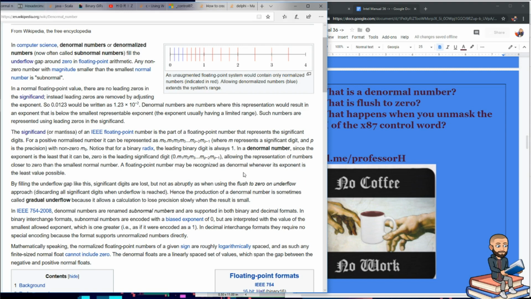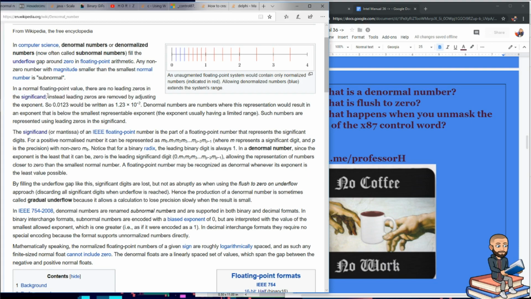So you could think of several hundred decimal places that such a number would try to utilize to represent a very tiny number. So any non-zero number with magnitude smaller than the smallest normal number is thus subnormal. Now, in a normal floating point value, there are no leading zeros in the significand. And so we've gone over that by saying that there's a 1 that is implied at the beginning of the significand. What they go on to say here, though, is instead leading zeros are removed by adjusting the exponent.